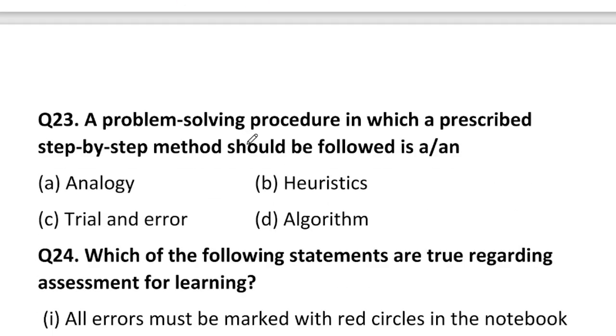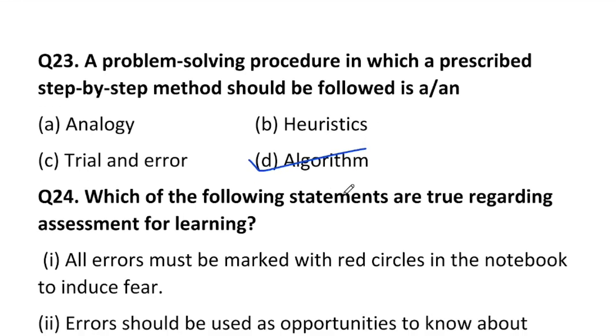A problem-solving procedure in which a prescribed step-by-step method should be followed is a or an heuristic? No. Analogy? No. Trial and error? No. The answer is algorithm, because an algorithm always follows a step-by-step method which is pre-prescribed.